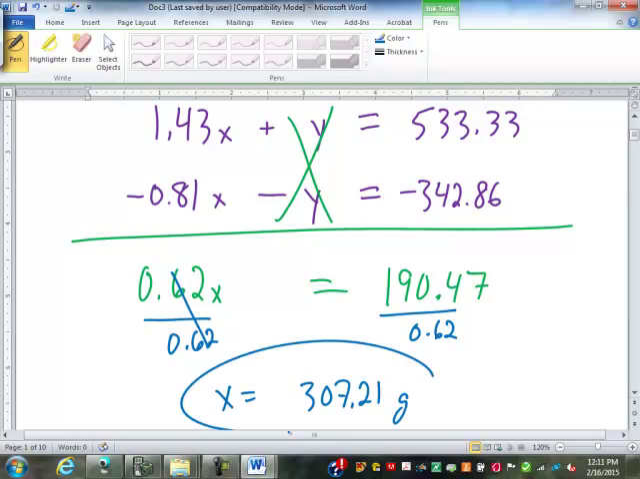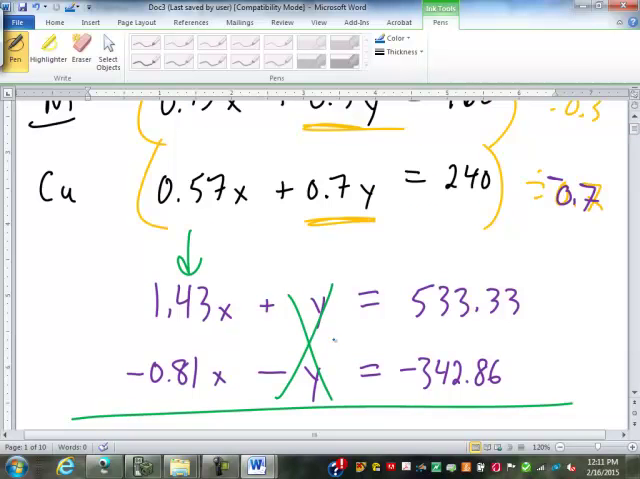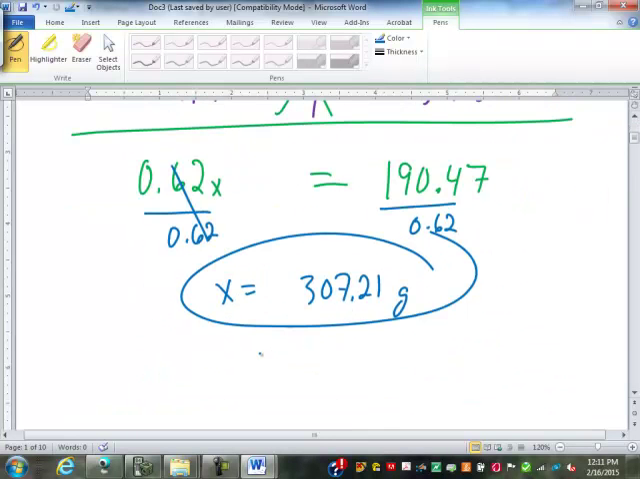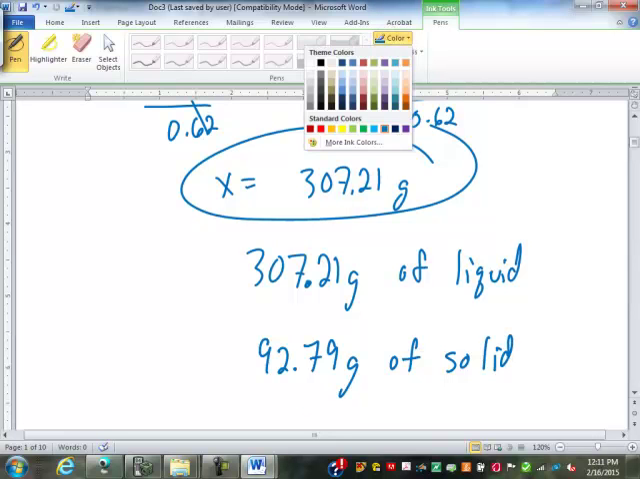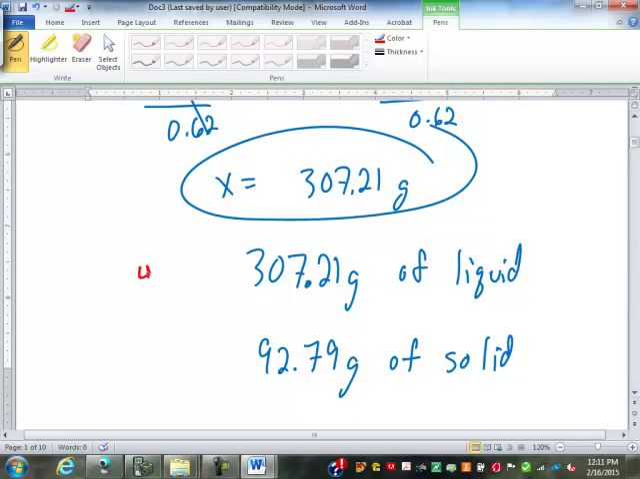And that is grams. Remember, X represented the amount of the liquid. So we have 307.21 grams of liquid. Out of our total of 400 grams, we subtract, and that makes 92.79 grams of solid. So there'll be 92 point, almost 93 grams of solid chunks floating around in there. And remember, the liquid is 43% nickel and 57% copper, and the solid would be 30% nickel and 70% copper.